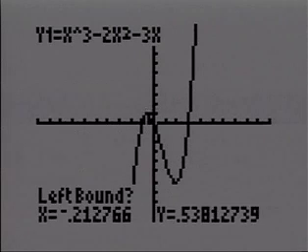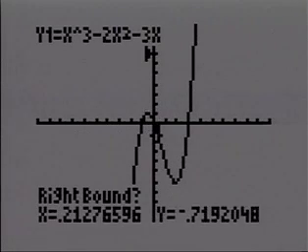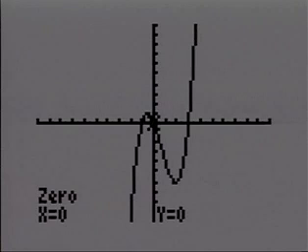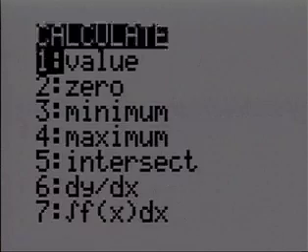So I need a right value. There it is. Or that was a left value. I need a right value next. Then if I press enter, it gives me 0. That's also the same as what we got.